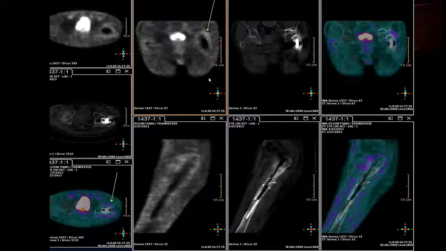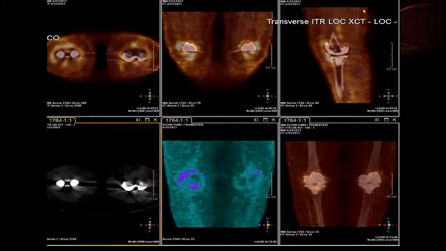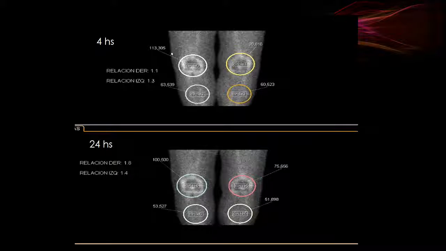This is an Infecton. It was positive around the prosthesis, and you can see that the SPECT CT was more important than the planar image. Here we have a double prosthesis in the knees, and both prostheses were inflamed. They were not infected. And how do we know that? Because in the planar images, we did semi-quantification, and we got that relation at 4 hours for the right side was 1.3, and in the left side it was 1.1, and at 24 hours it came up, but very little. So we say this is an inflammation, and we had biopsy, and it was not infected.